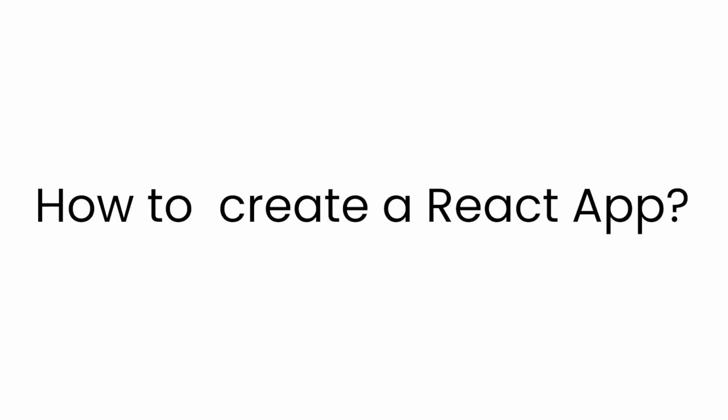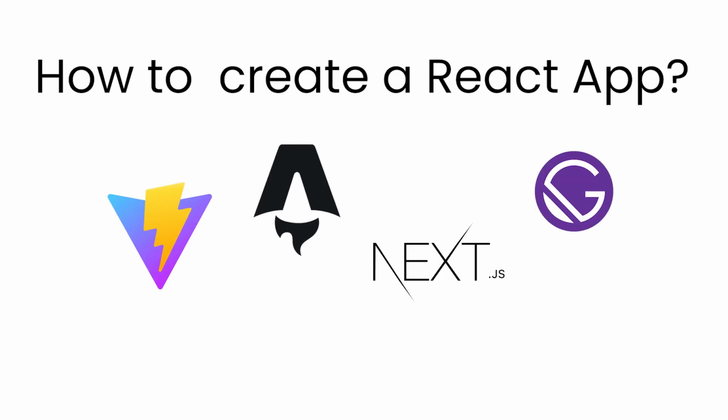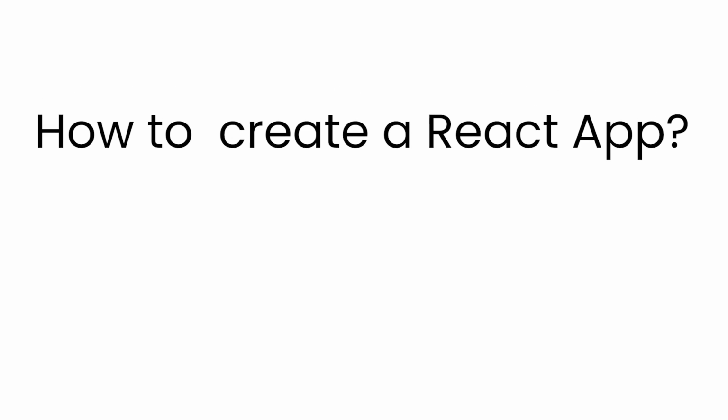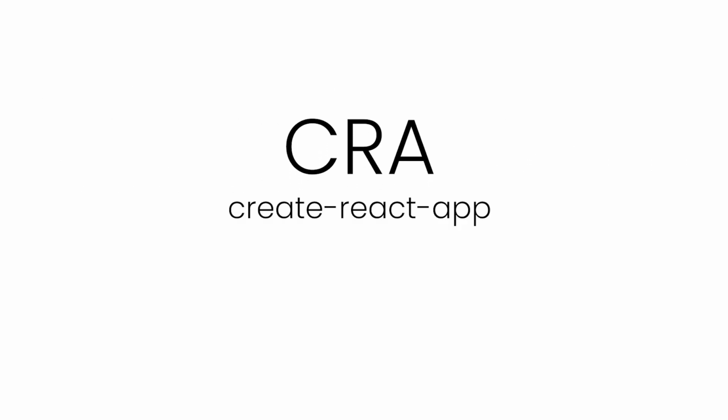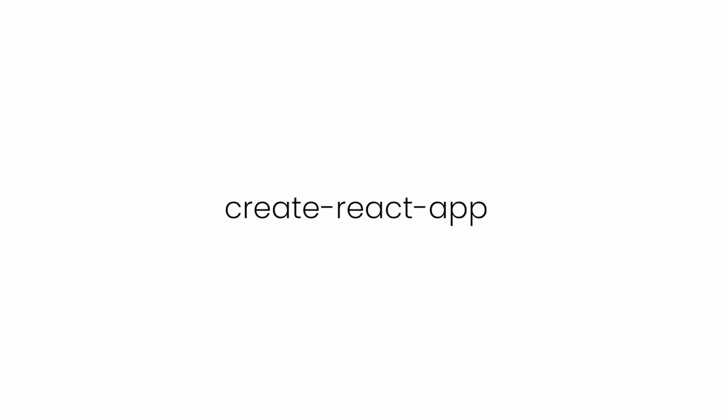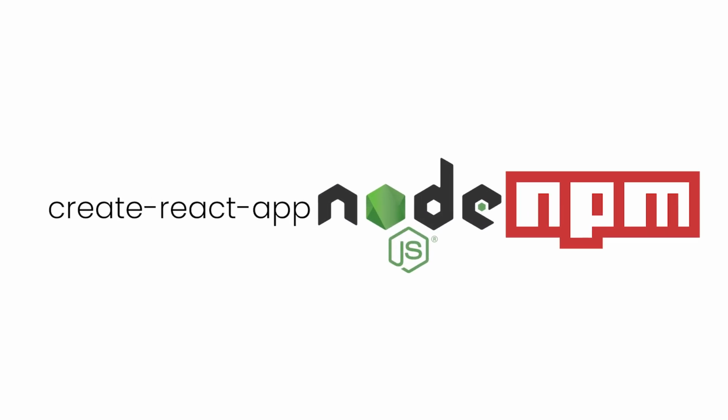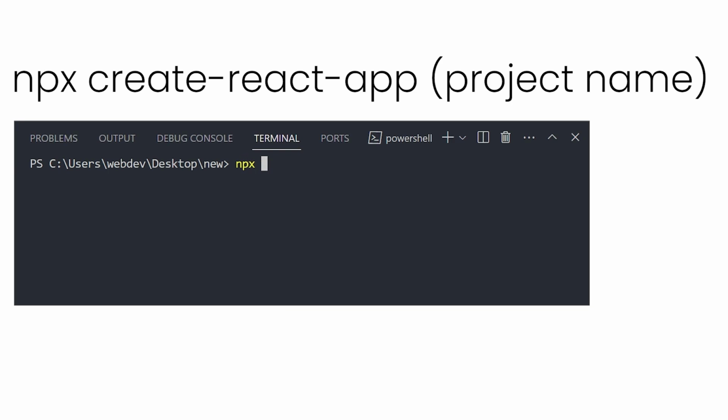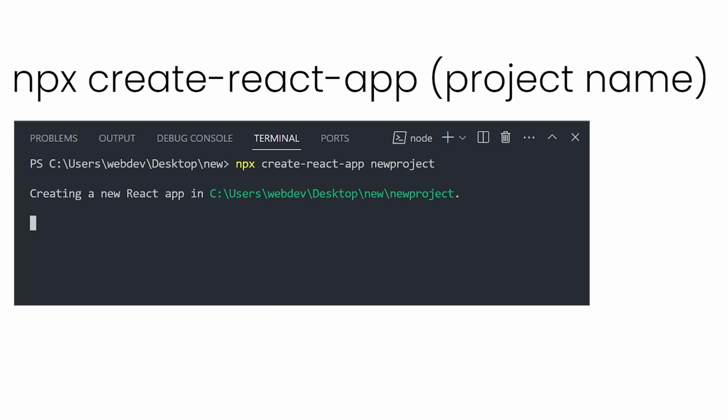So how do you create a React app? There are many ways to do it, and the most simple but a little slow way is to use CRA, which is literally create-react-app. To use this command, you need Node.js and npm installed. In the command line, type npx create-react-app and choose a project name, and the project will be ready in a couple of minutes.